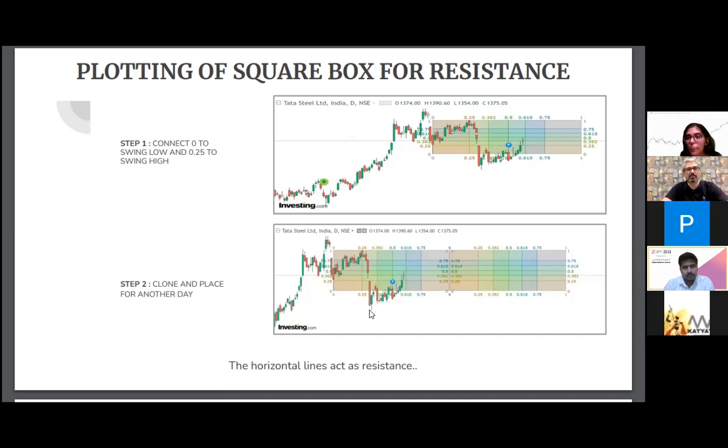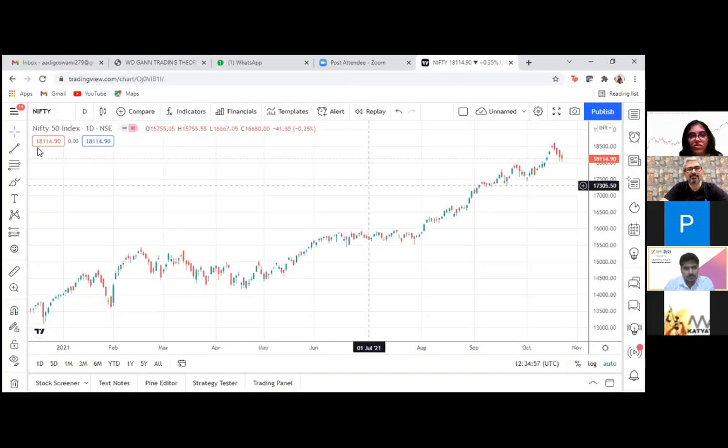Aditi, can we demonstrate it on one of the charts? How does it work? Because then only it will make more sense. Of course. Okay. Sure. Is my screen visible? Yes, it is. Okay.